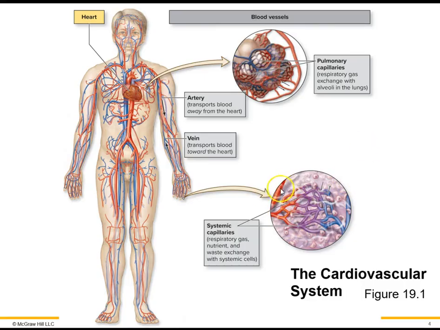So you can see the oxygenated blood here coming from the artery, enters the capillary bed, and then as it gives off oxygen to the body tissue, it becomes deoxygenated, and it's going to collect eventually into a vein. And those veins are going to transport the blood from the body tissues back to the heart.